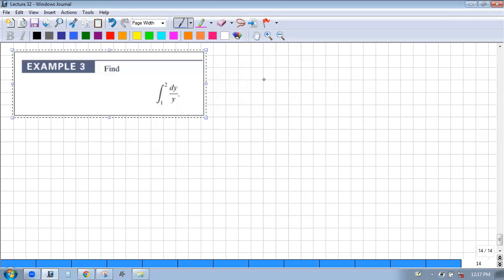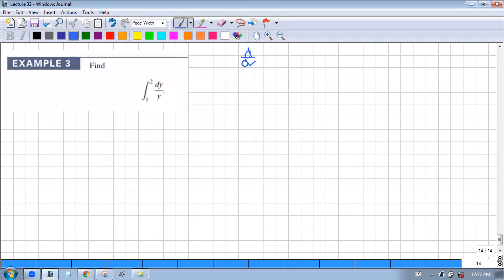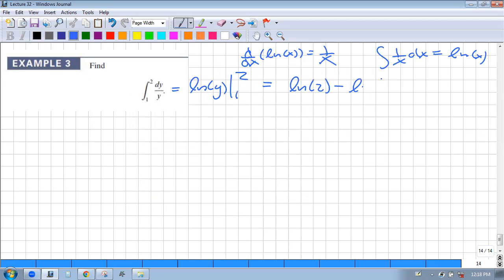All right, so remember the derivative of natural log is 1 over x, right? So the integral of 1 over x is natural log of x. So here we just have 1 over y. So the integral of 1 over y would be natural log of y. And we're evaluating from 1 to 2. This would be the natural log of 2 minus the natural log of 1.